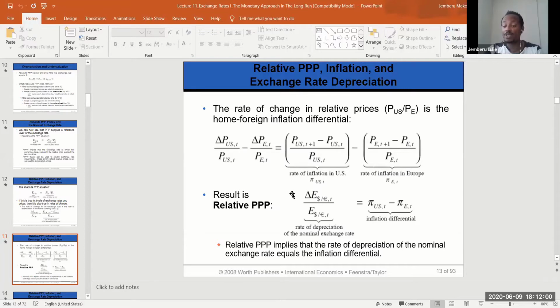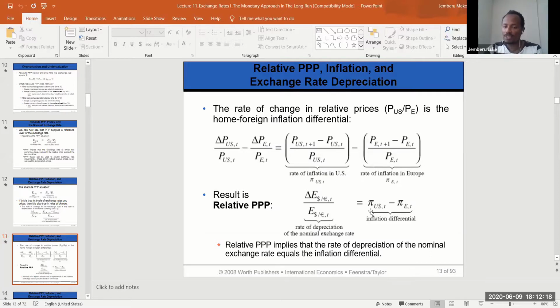If it is increasing, we call it depreciation, because you remember last time I already told you that you have to be careful when we say dollar per euro, it is increasing, it means that we need more and more dollar to purchase euro. That's called depreciation.